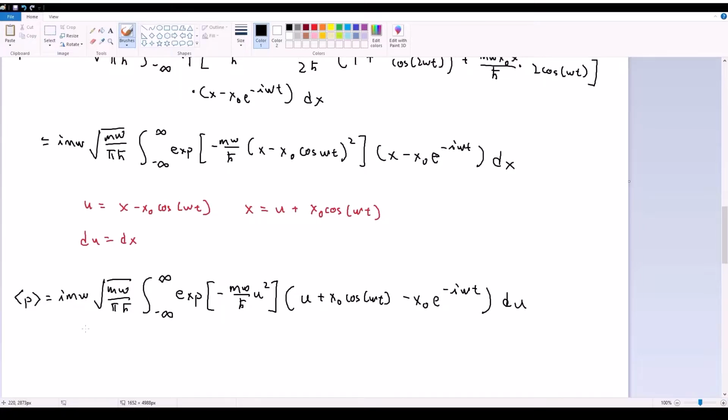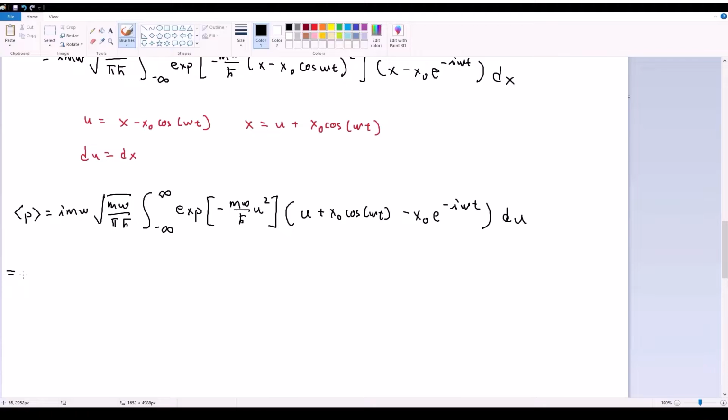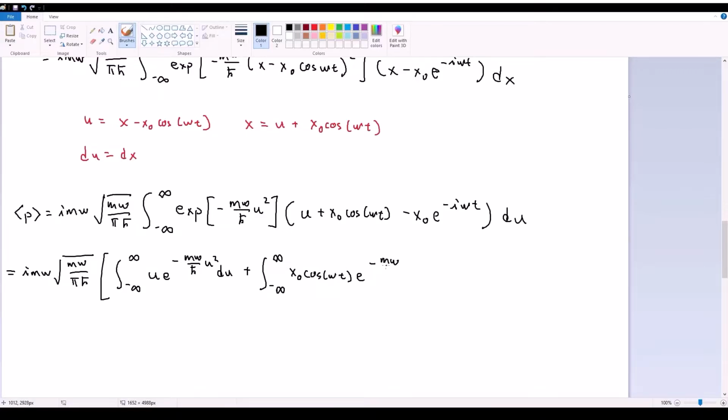So at this point, I'm going to distribute this out. This is going to give me i m omega times the square root of m omega over pi h bar times the integral from negative infinity to infinity of u e to the negative m omega over h bar u squared du, plus the integral from negative infinity to infinity of x naught cosine of omega t e to the negative m omega over h bar u squared du, minus the integral from negative infinity to infinity of x naught e to the negative i omega t e to the negative m omega over h bar u squared du.